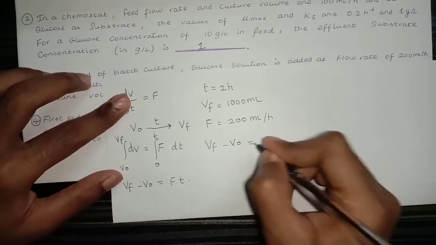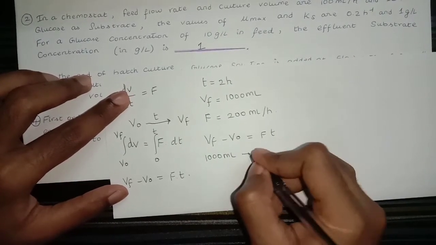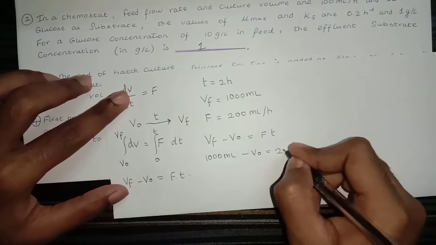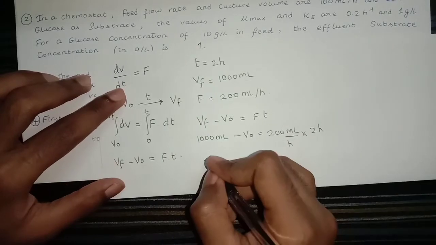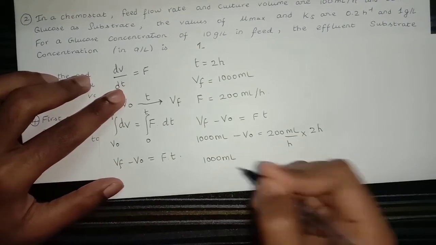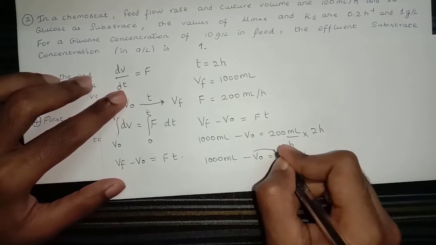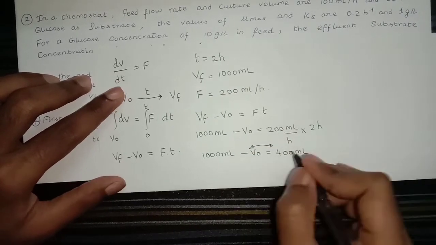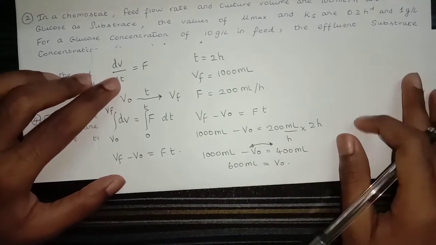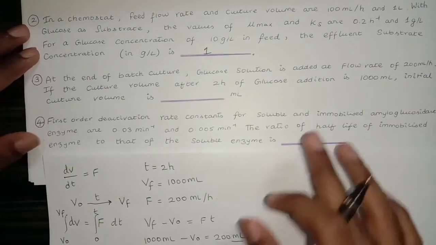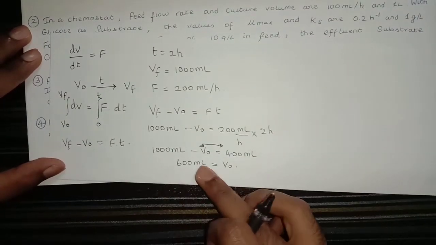Vf minus V0 is equal to Ft. So 1000 ml minus V0 is equal to 200 ml per hour into 2 hours, so 1000 ml minus V0 is equal to 400 ml. So 1000 minus 400 equals 600 ml. Therefore the initial culture volume is 600 ml.